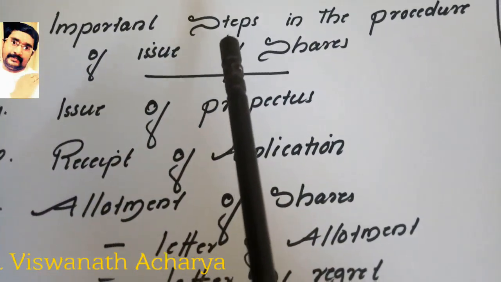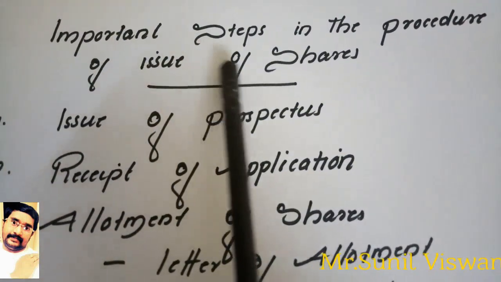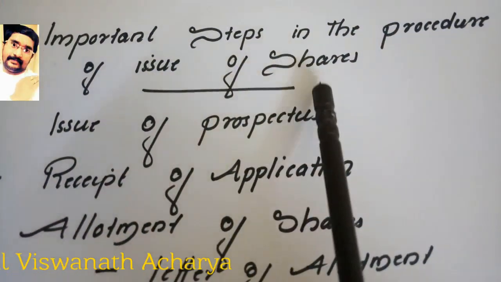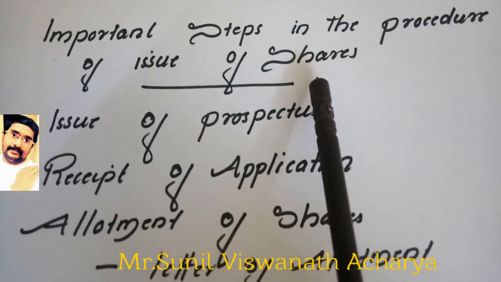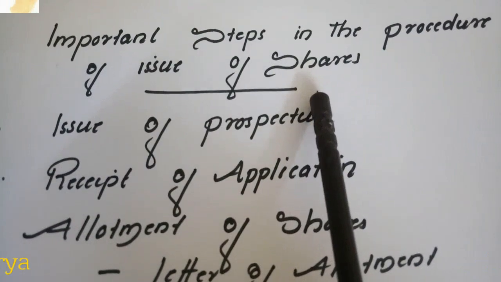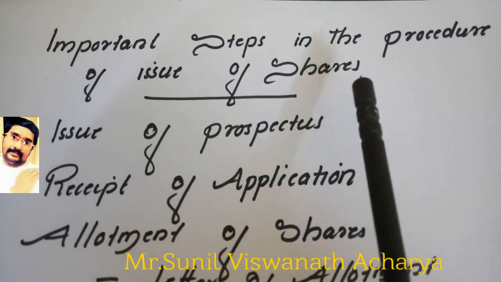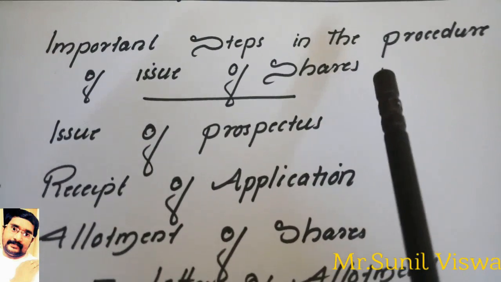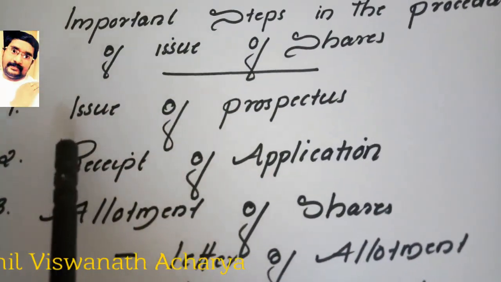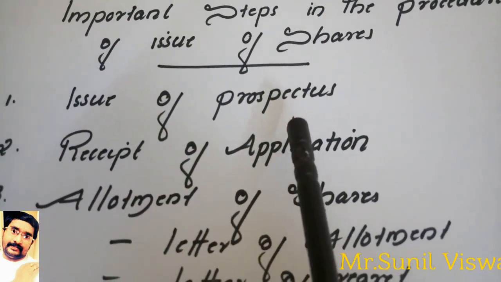Dear students, today we are going to discuss the important steps in the procedure of issue of shares. We know that companies raise their capital by issue of shares and debentures. Whenever a company is going to issue shares, what are the steps in the procedure? First step is issue of prospectus. We know what a prospectus is.